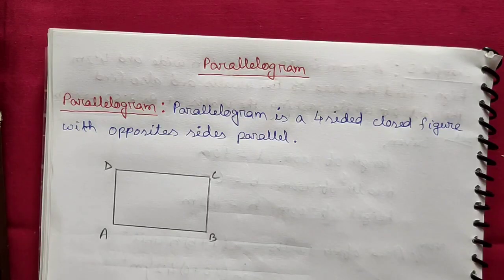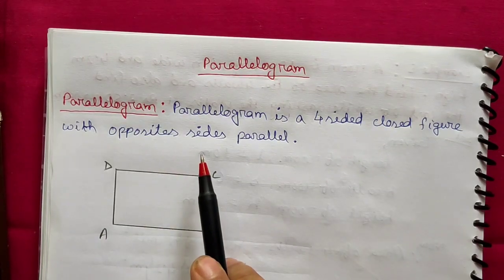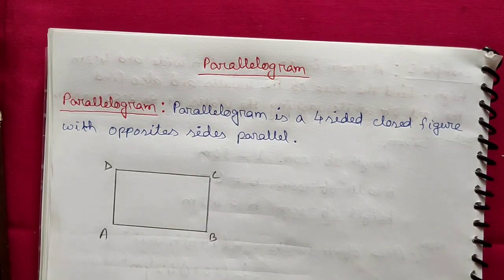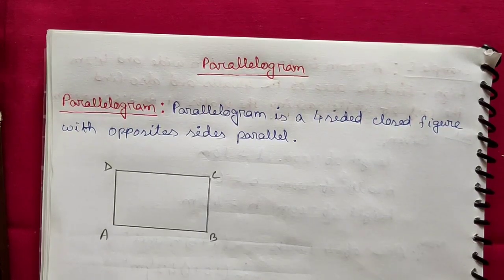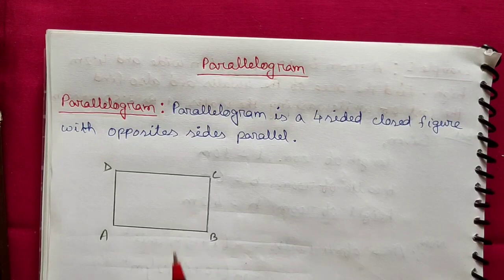So the next shape is the parallelogram. So what is a parallelogram? It is a four-sided closed figure with opposite sides parallel. Can you say how we get this parallelogram? For this, let us take a rectangle ABCD, like this. Now, if we move the vertices, the corners D and C, along the line DC.